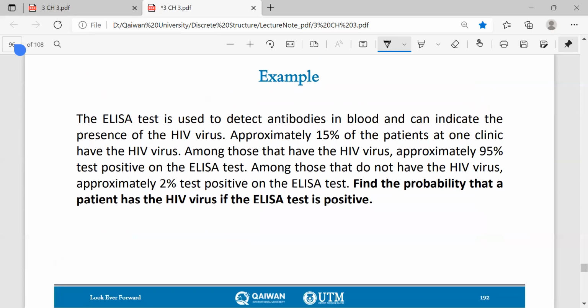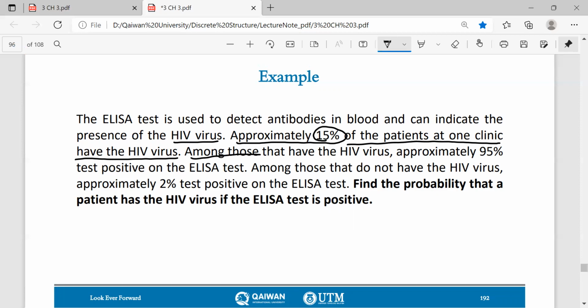Here you have another example. I'm just going to do it by ELISA, okay? The ELISA test is used to detect antibodies in blood and can indicate the presence of the HIV virus. It says approximately 15% of the patients at one clinic have the HIV virus. That means 15% of the patients at the clinic have the HIV virus.